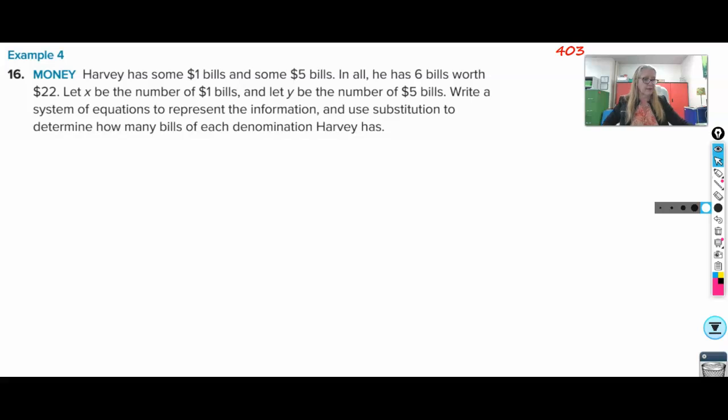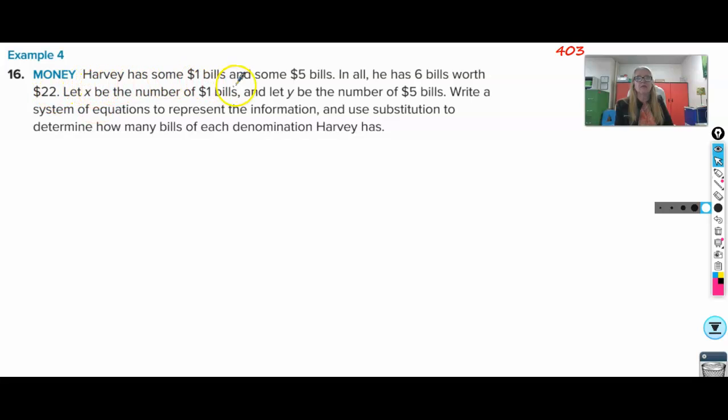All right, this word problem here I found kind of interesting. I love it when you have $1 bills and $5 bills, and we know it adds up to this. You can totally guess and check one of these, but let me show you how you would solve this with systems of equations. We know that Harvey has some $1 bills and some $5 bills. In all, he has 6 bills that are worth $22.